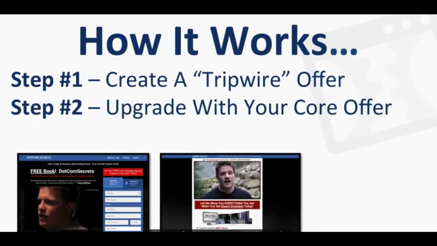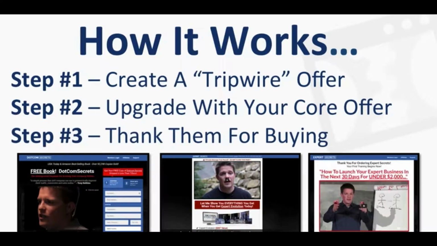Then after someone's bought that, the next step, you upgrade them with the core offer, the main thing you do want to actually sell. Okay, so this is an example. I was selling a $197 training course. My Tripwire here was a free book. They just covered the shipping and handling, and then the upsell was a $197 training course. And then the thank you page: thank them for buying, and give them access to whatever they bought.